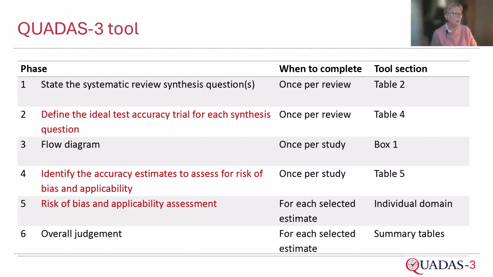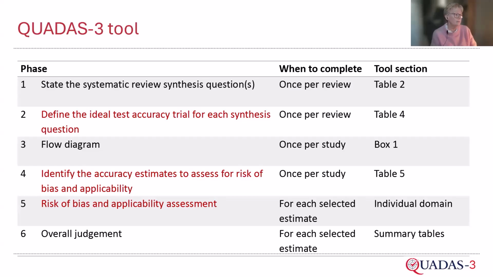So in QUADAS-2, risk of bias and applicability was assessed at study level. In QUADAS-3, we're assessing risk of bias at test accuracy estimate level. And it may be that there are several estimates in a single study, some of which we might want to include in a review, not all, but there are sometimes multiple estimates within one study. For example, if more than one index test is being used, or if an index test is being used at different thresholds, or there are different participant groups.